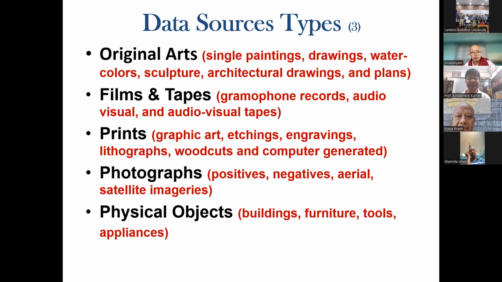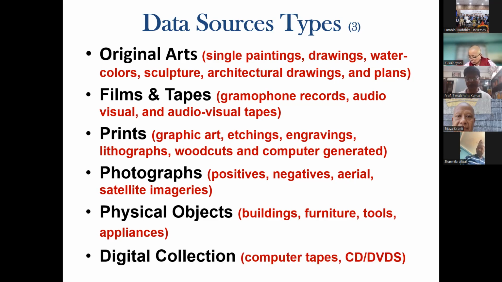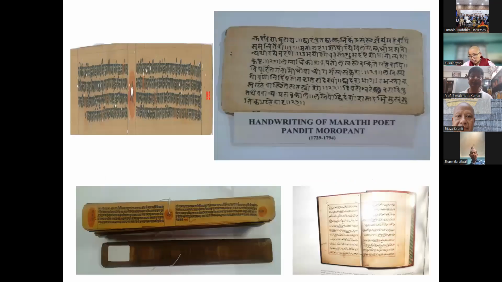There are also physical objects like buildings, furniture, tools, and appliances. Stupas and some of the buildings related with our Buddhist studies are also a source of our information. Nowadays, in the age of digital, all things are available on CDs, DVDs and computer tapes. So we have some of the historical documents related with our Buddhist history, and we can go through them and search for things related with our research.